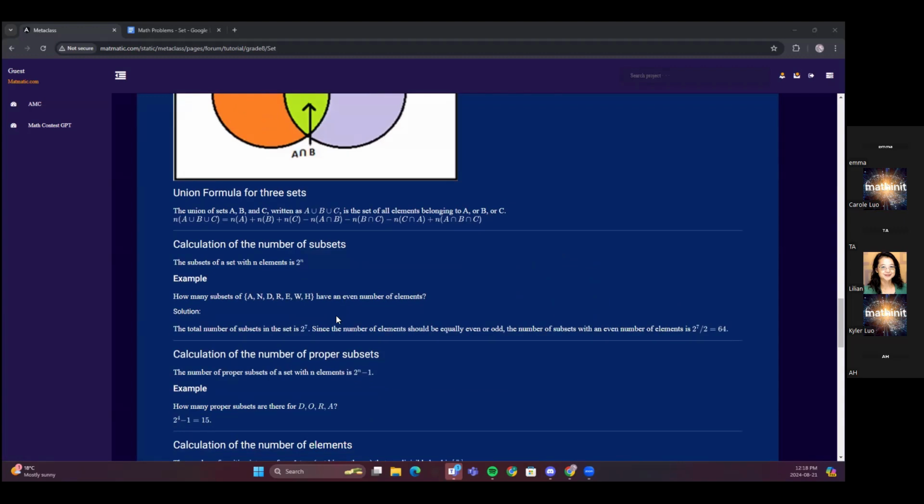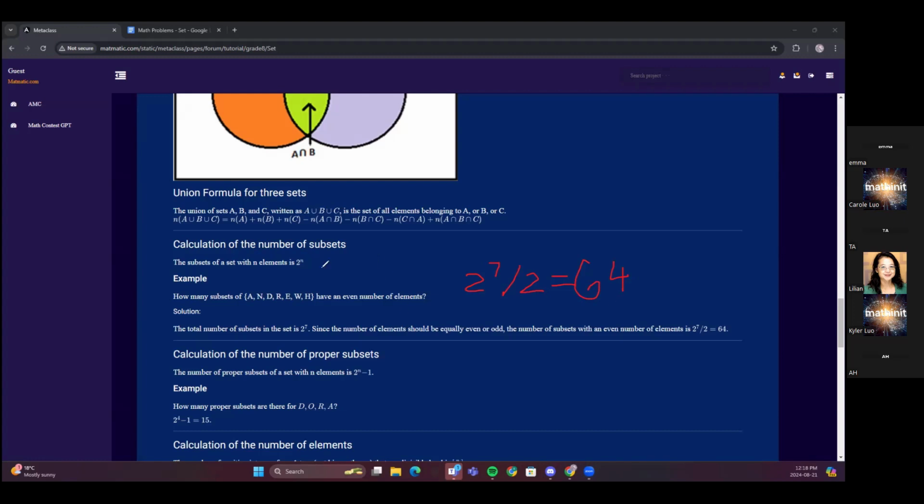To calculate the number of subsets in a set, the formula is 2 to the power of n, and n represents the number of elements in the set. And in the example below, the set has the elements A, D, R, E, W, H, and it asks specifically for the even number of elements. So you could solve this by doing 2 to the power of 7 divided by 2, since every other number is even. So if you divide by 2, you'll only be left with the even numbers. And doing this, we can get 64.